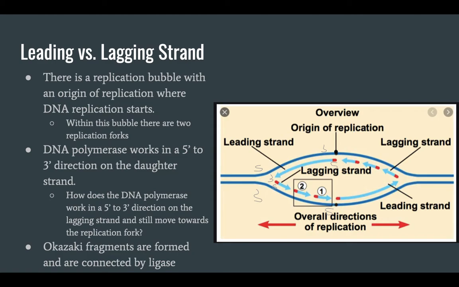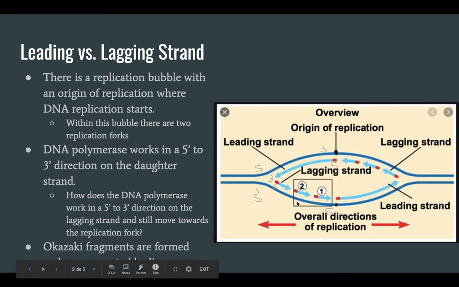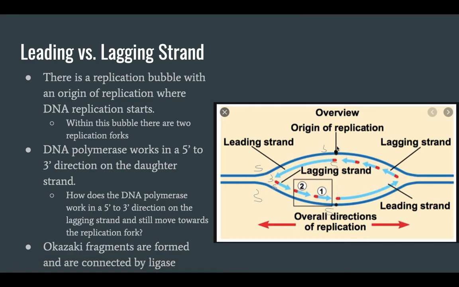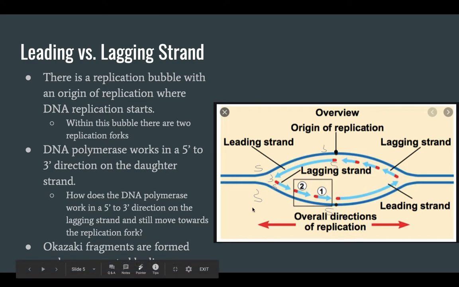So here we're going to talk about the leading and the lagging strands. It's important to first know that there's a replication bubble, which looks like a bubble, that's why it's called the replication bubble, with an origin of replication where DNA replication starts. Within this bubble, there are two replication forks here and here. They basically indicate where helicase is unwinding the double helix and the overall direction of replication.